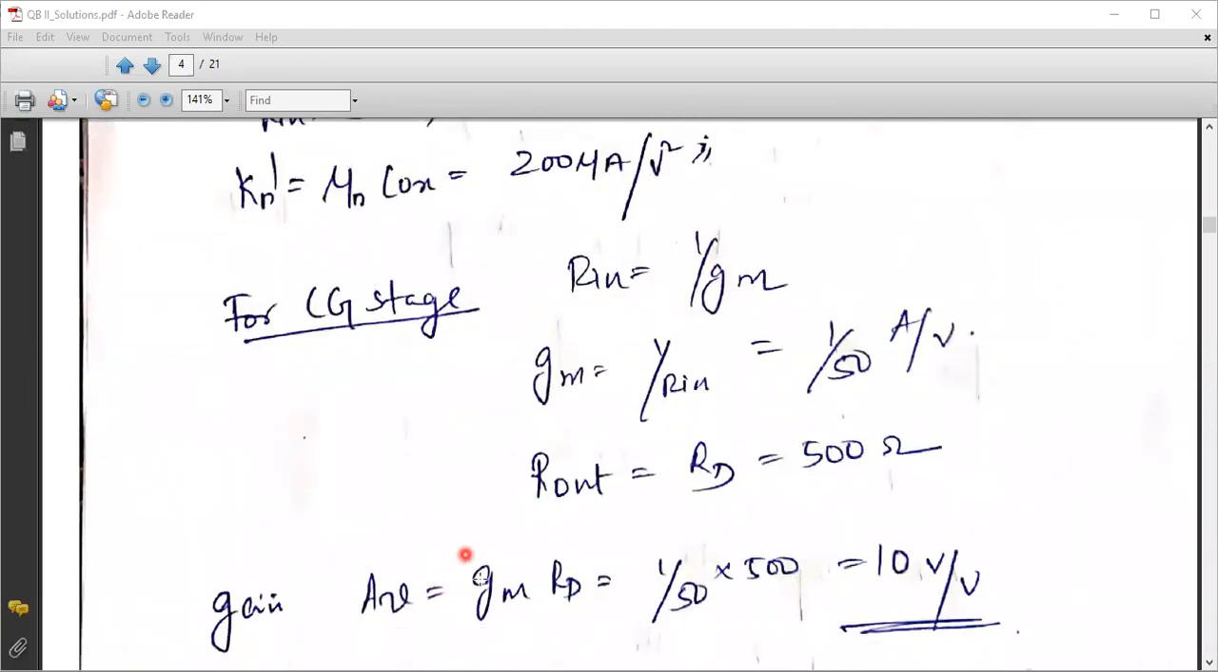Now we can find the gain. The gain of a common gate stage is given by the product of GM and RD. GM is 1 by 50, RD is 500, which is equal to our Rout resistance. So 500 by 50 is 10. So this is the voltage gain of this particular common gate configuration. Once you get the value of GM and RD, simply multiply them together so that you can find the voltage gain.